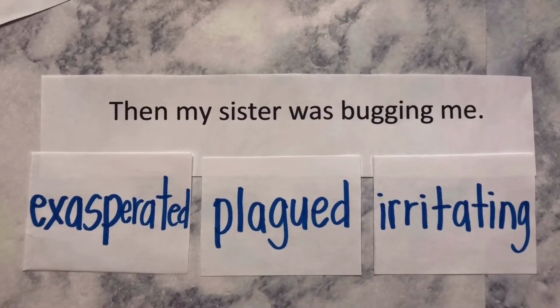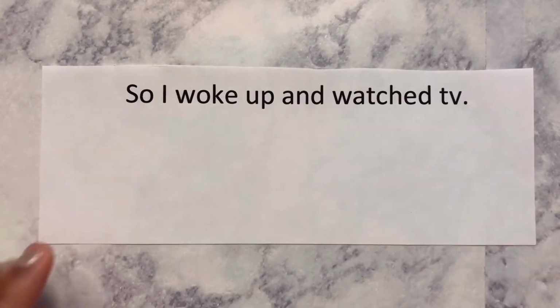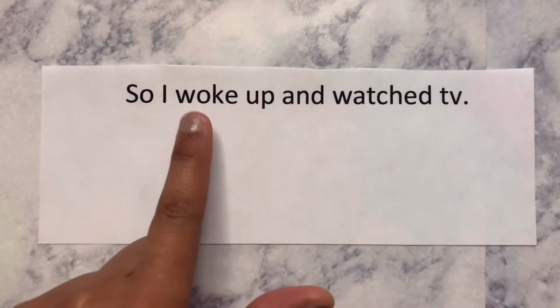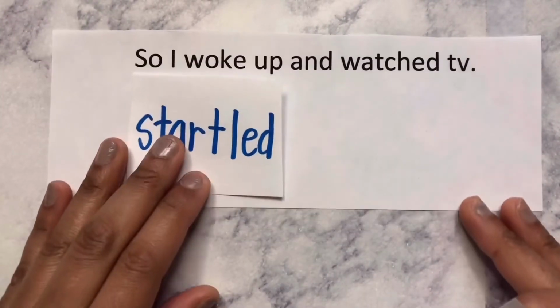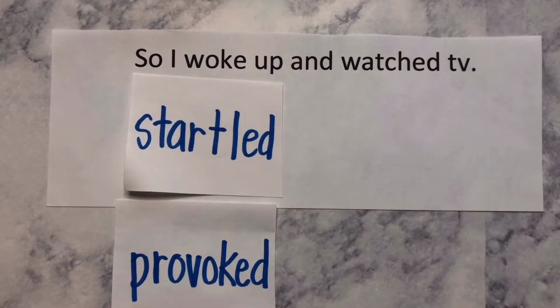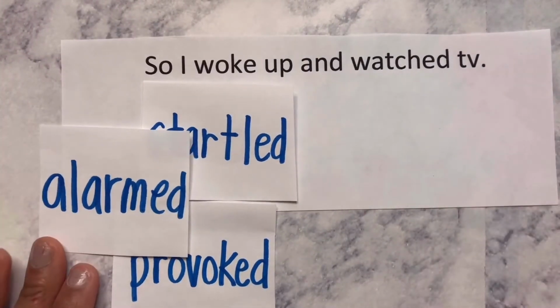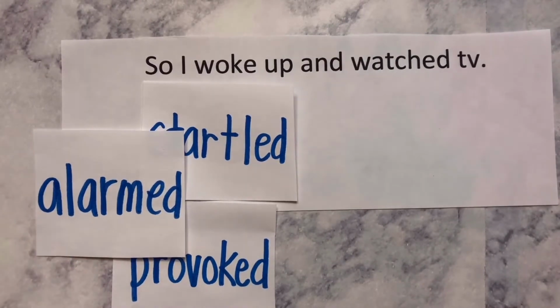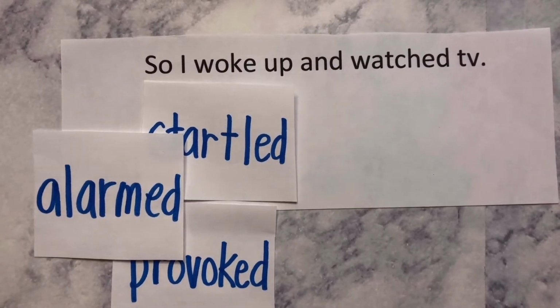Let's take a look at the last sentence. So I woke up and watched TV. Let's take a look at the word woke. You can say I was startled. I was provoked to wake up or rise. You can also say I was alarmed. There is a variety of words that you can think about or look up in a thesaurus to change another tier 1 word that you have in your writing. These are just some examples.